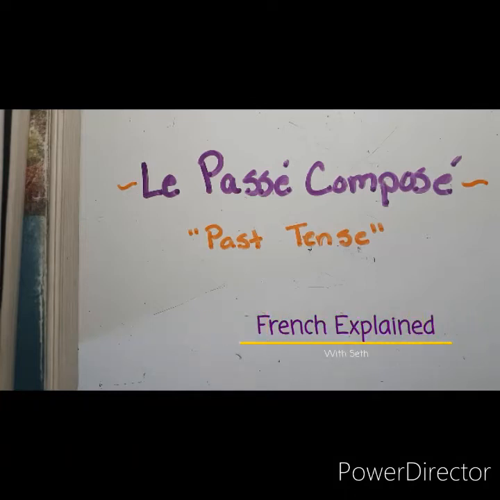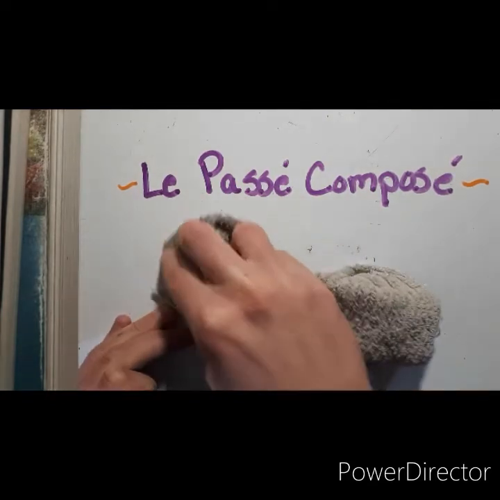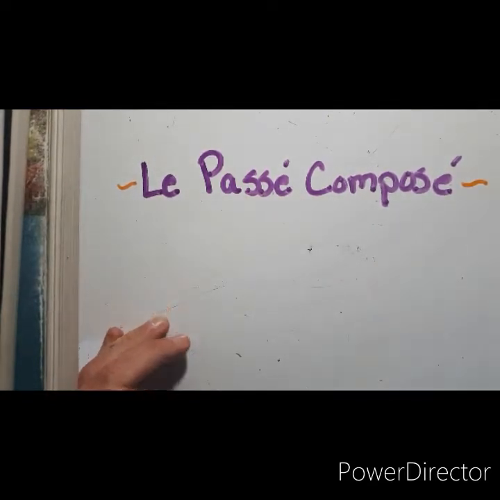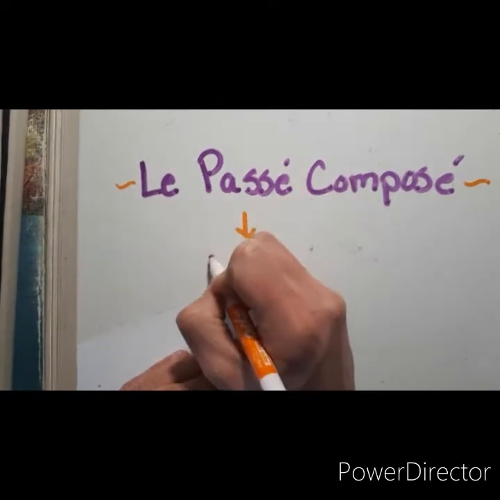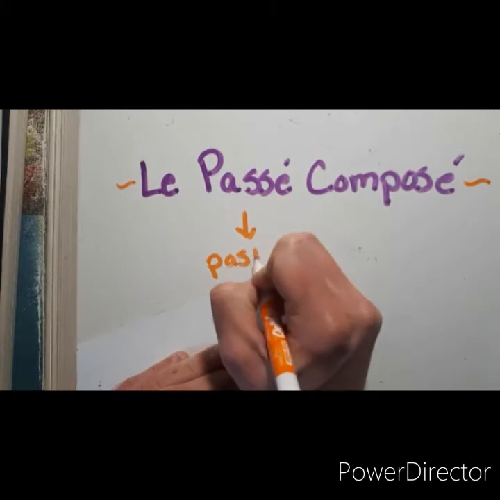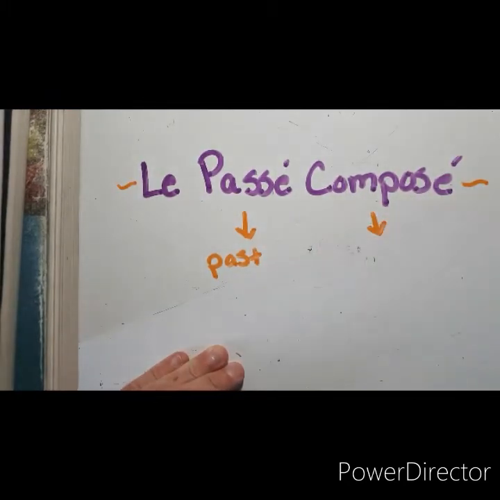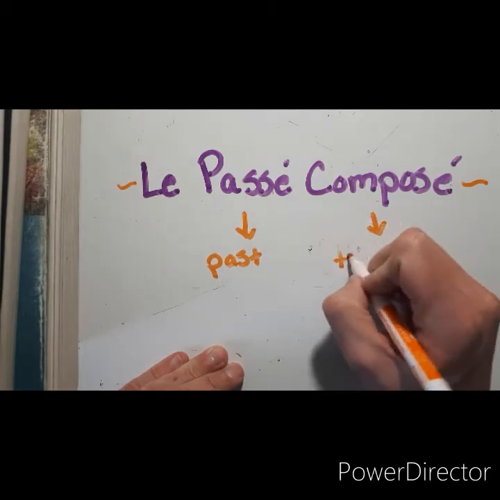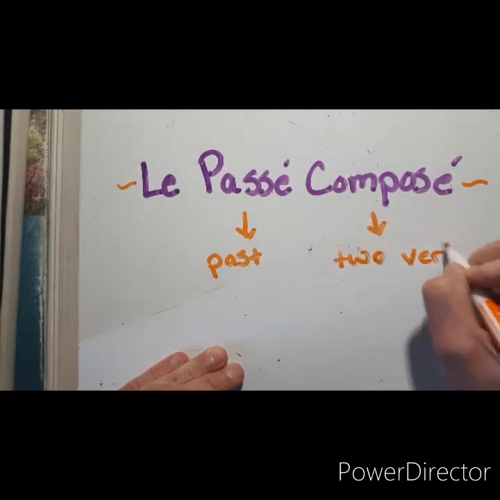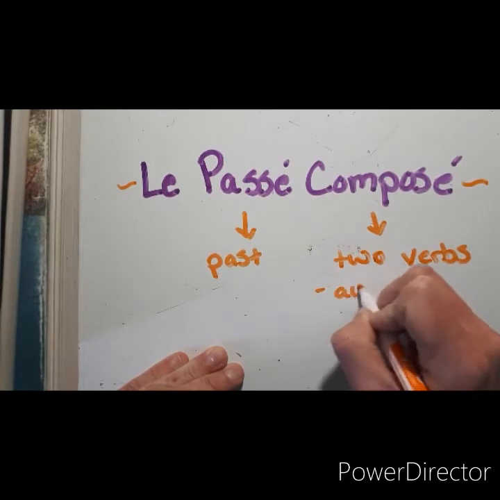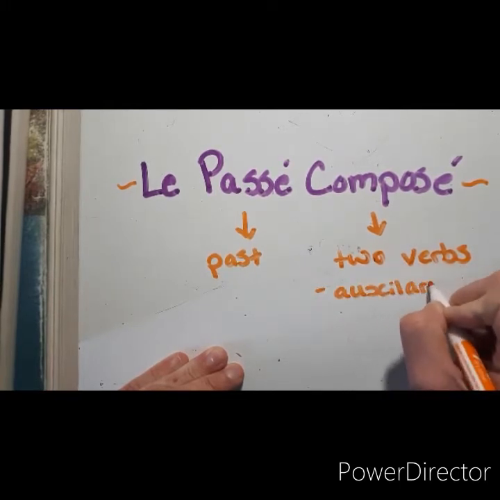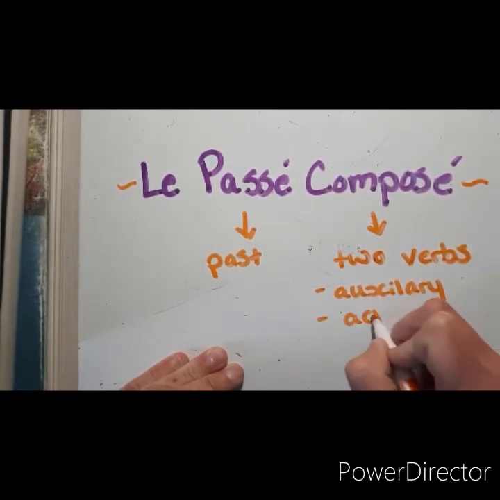In this video, we're going to be talking about le passé composé, or the past tense. What is le passé composé? Well, in French, we use this verb tense to represent things that happened in the past. Passé refers to the past, and composé refers to a verb tense being composed of two verbs: an auxiliary verb and the action verb.